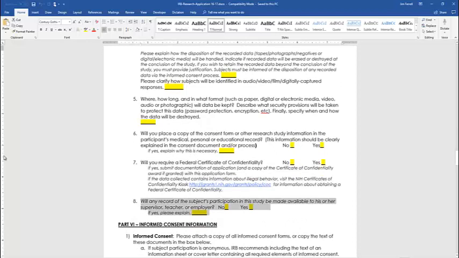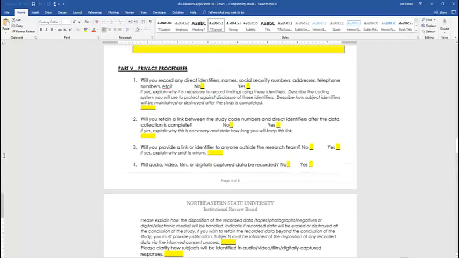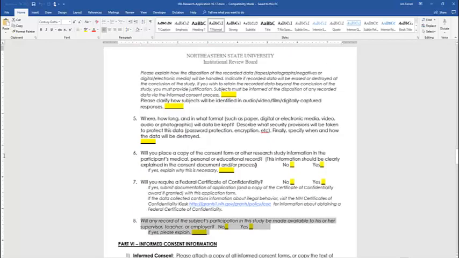And number 8, will any record of the subject's participation in the study be made available to his or her supervisor? If yes, explain. So again, these things are not bad. We just want to know if it's going to happen, why is it important that it happens? And the whole purpose of this is that, again, as the board, we're protecting the participants' rights. So that's part 5. It all deals with privacy procedures.